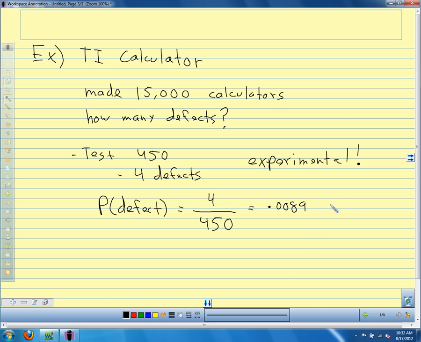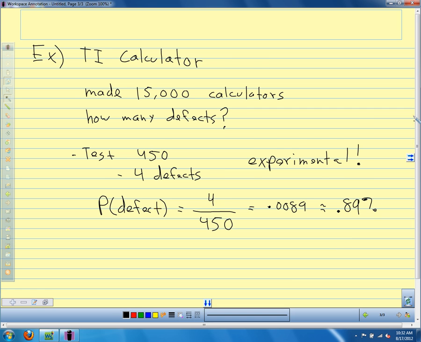If we wanted to write that as a percentage, remember to turn a number into a percent, move the decimal place over by 2, or multiply by 100. This would be actually 0.89%. So 0.89% are going to be defective based on our experiment.